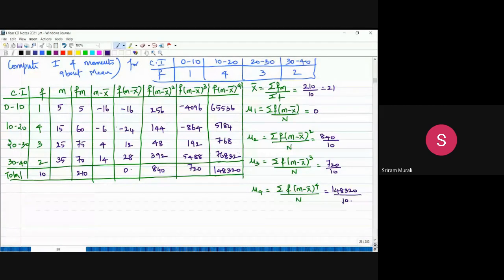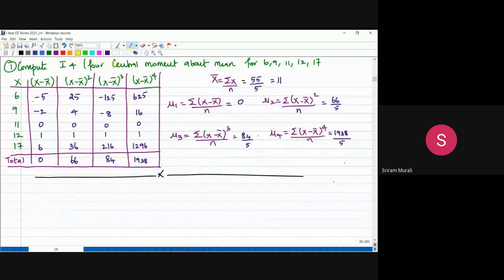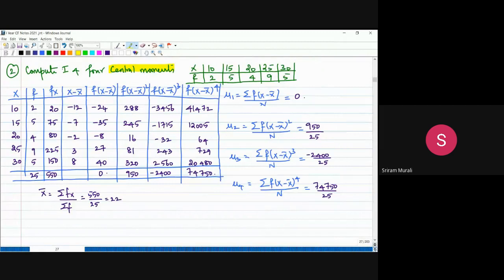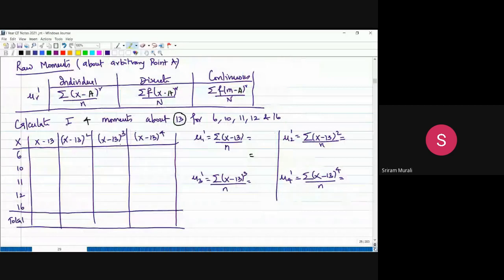So you should ensure which formula it is for central moment. If it is a central moment, then use x minus x bar, x minus x bar, x minus x bar. About mean, it is also x minus x bar. Suppose if they ask raw moment, that is the next one. Raw moment means in the place of x bar we will have a. You can take any value in the given data as a, otherwise they will tell you.